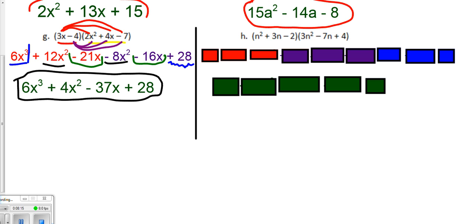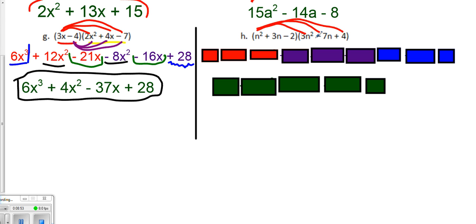Last example then. It's going to look just like the last one, only it's not a binomial times a trinomial, it's a trinomial times a trinomial. I'm going to get rid of this piece so we can draw some of these in. So when we do this trinomial times this trinomial, get rid of those as well. This n squared needs to go to each of these pieces. 3n squared, negative 7n, and positive 4. I'm going to do that first before I go on to anything else.